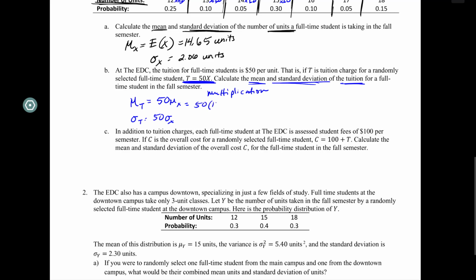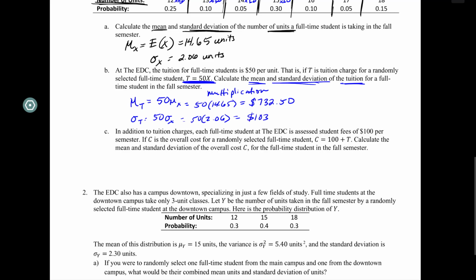So 50 times 14.65, when we plug that into a calculator, is going to give us $732.50. Notice I included my new units. I'm showing that transformation to give myself some context here. And then 50 times that standard deviation of 2.06 units, that's going to be $103.